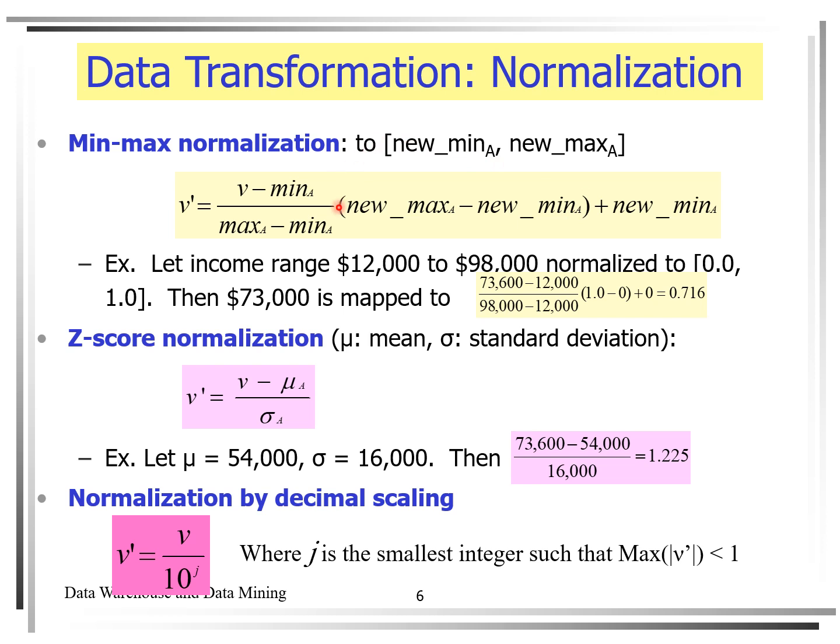However, these are multiplied after they are subtracted, they are multiplied by this value, and then they are added to the new min. So after calculating this, we will find that $73,000 is actually 0.716 using this formula.